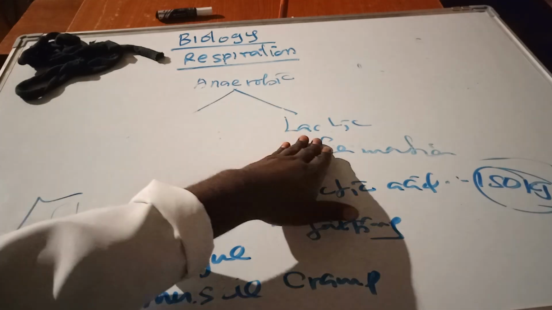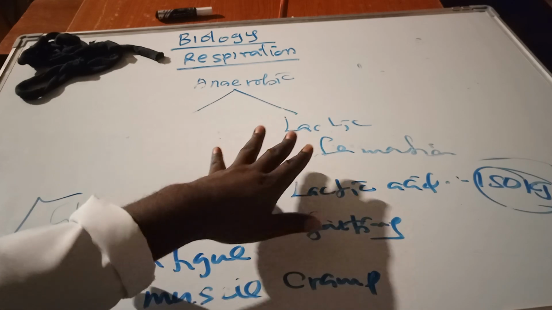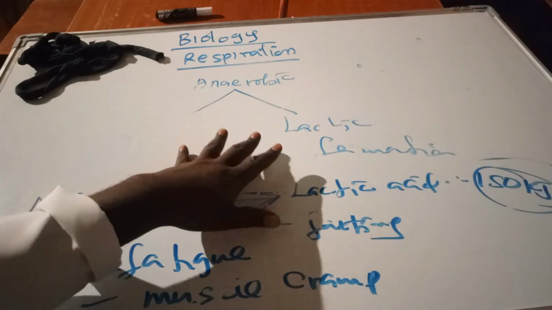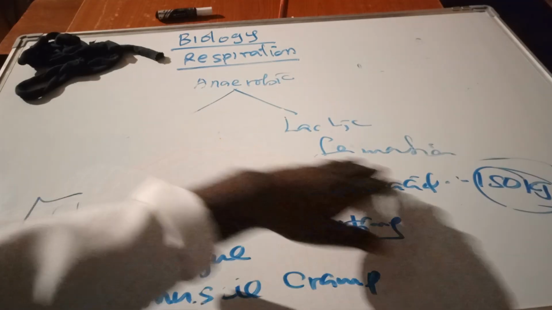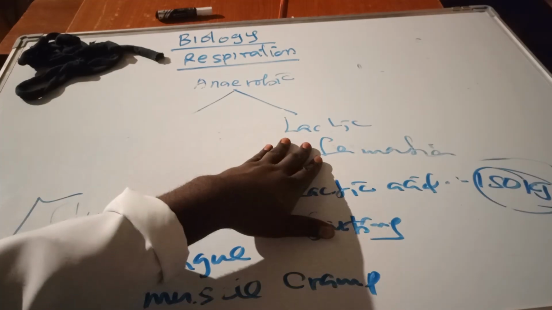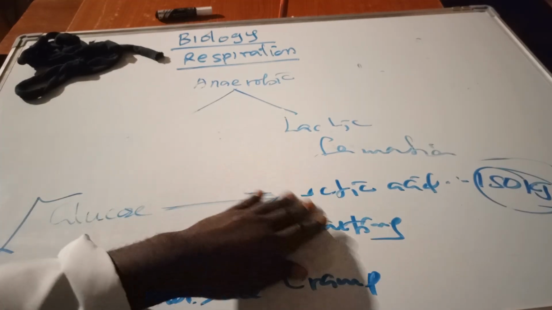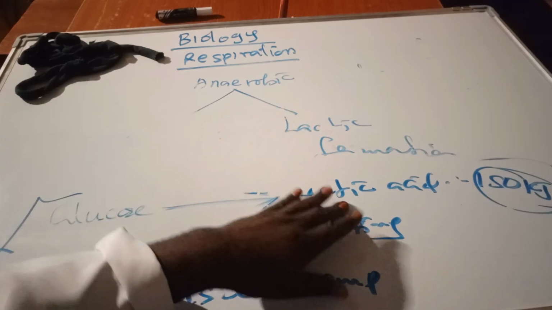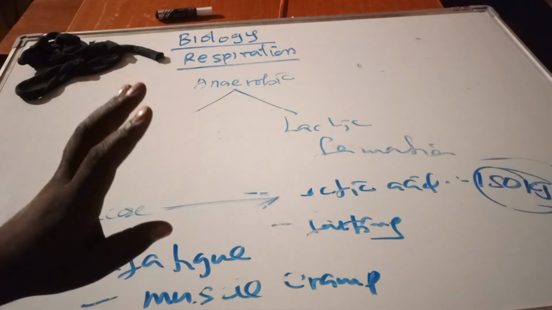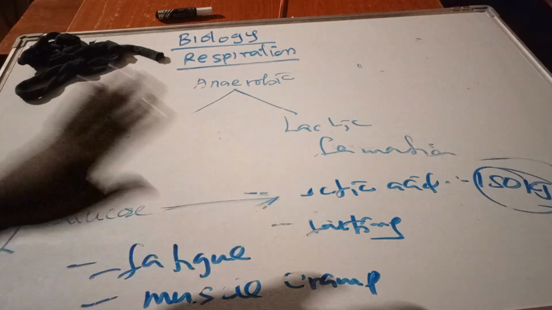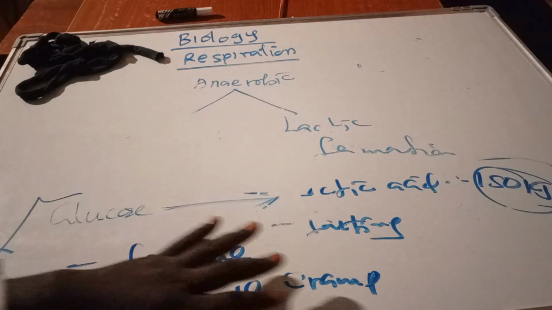Then under lactic fermentation, the only product is lactic acid, and also a small amount of energy, about 150 kilojoules. So this lactic fermentation takes place in the body of an organism during exercise. But the same lactic acid produced has some effects. It can cause fainting, fatigue, muscle cramp, etc. So this is just an introduction.